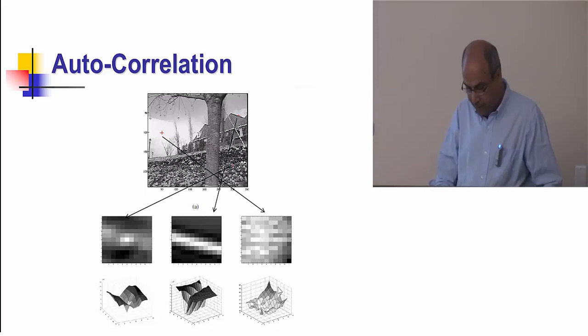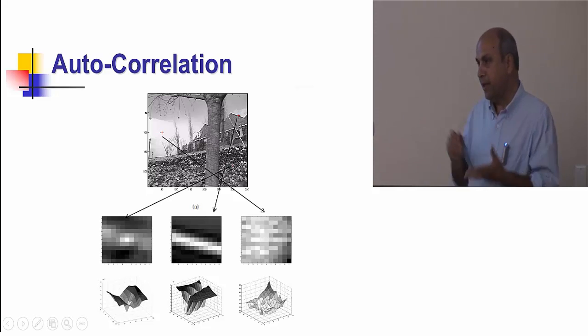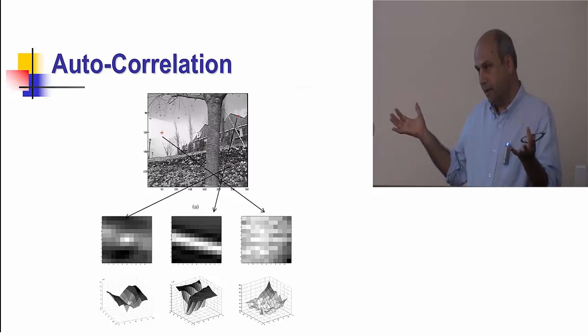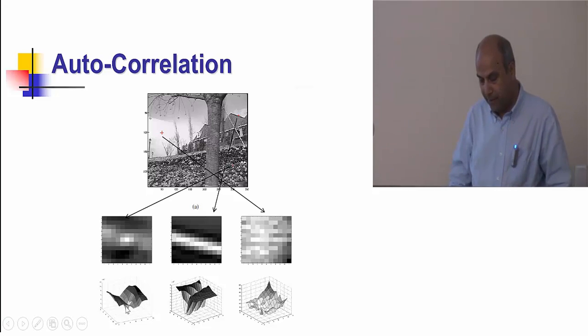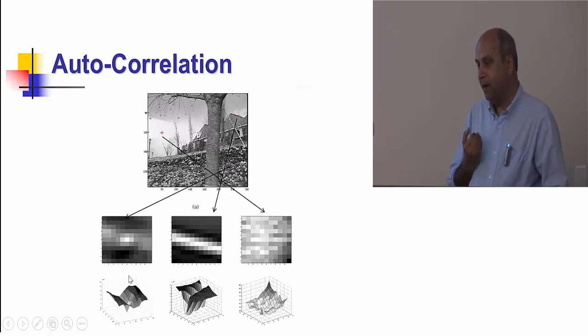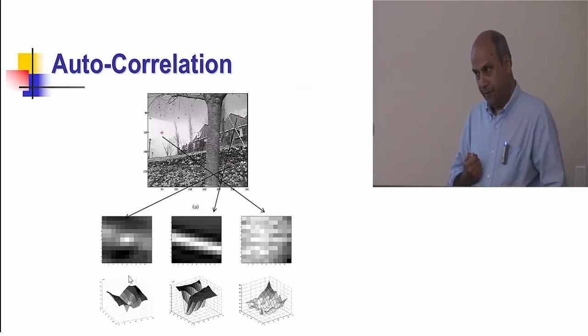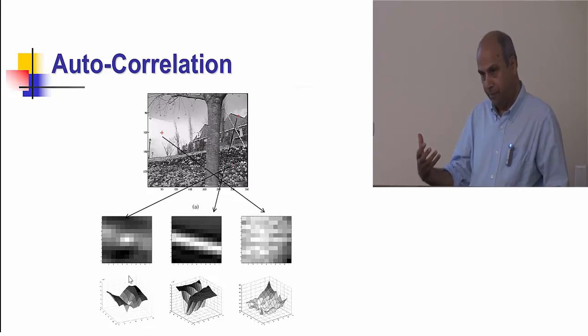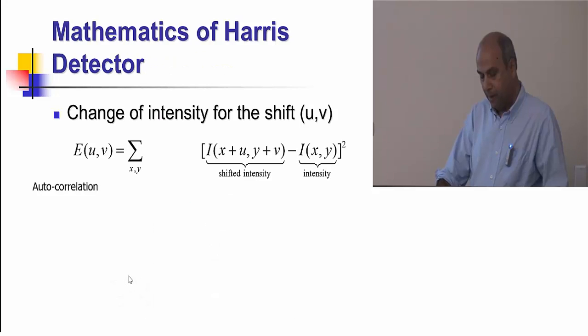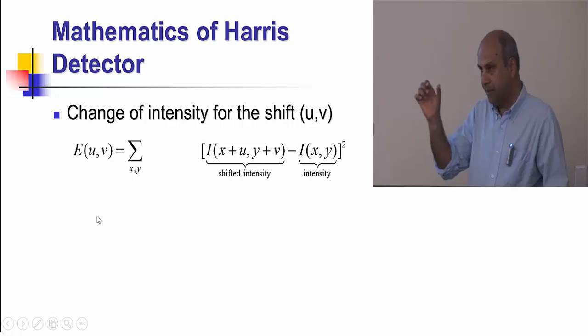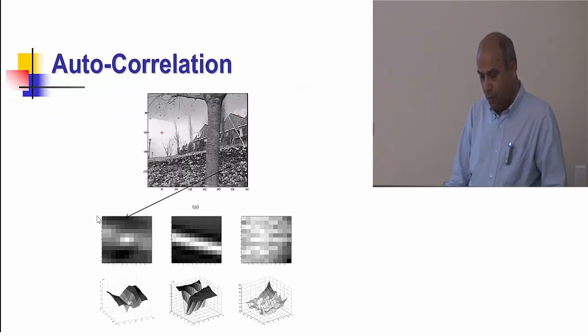Now, look at here, this is nothing unique. It's very jumbled and it's not good. But if you look at here, this is pretty good. It has a unique minimum, and that will be the point we want to select using this autocorrelation surface. So that's what we are going to do. This is a plot of essentially this E(u,v). For each little shift we compute, and so on.